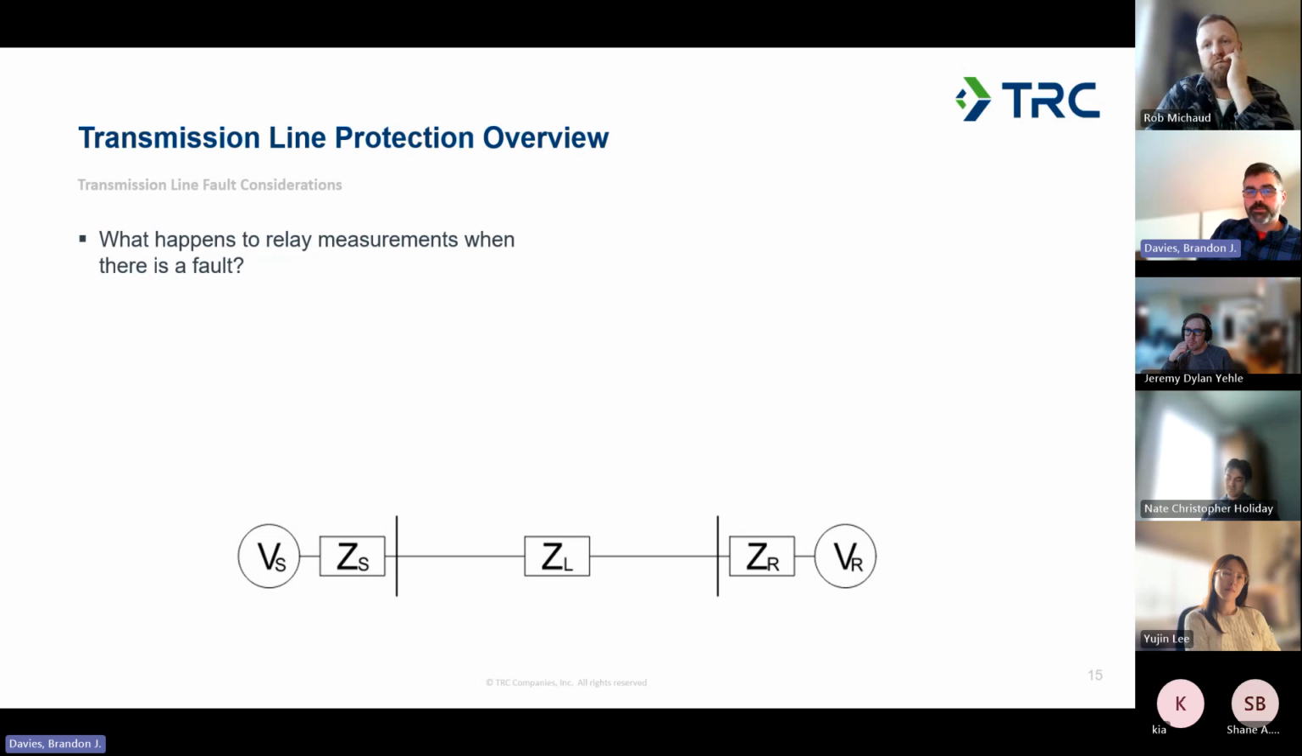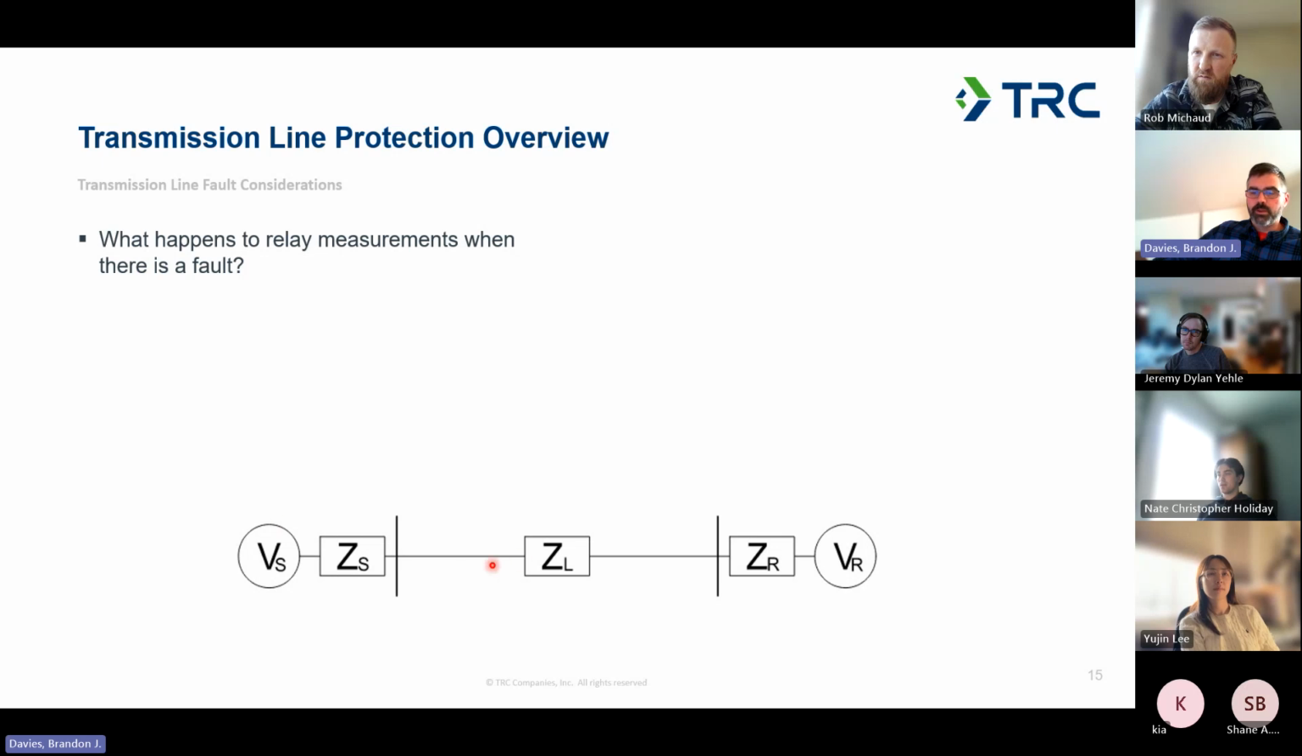So I've got another opportunity for some interaction here. Any thoughts on what happens to the relay measurements, the voltages and currents, when there's a fault? It's all proportional to what the main line sees, right?